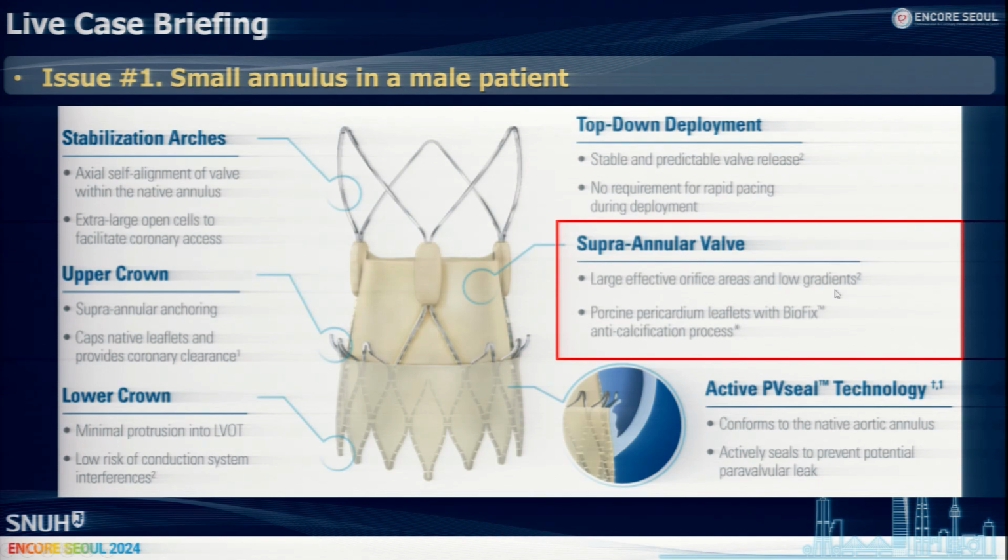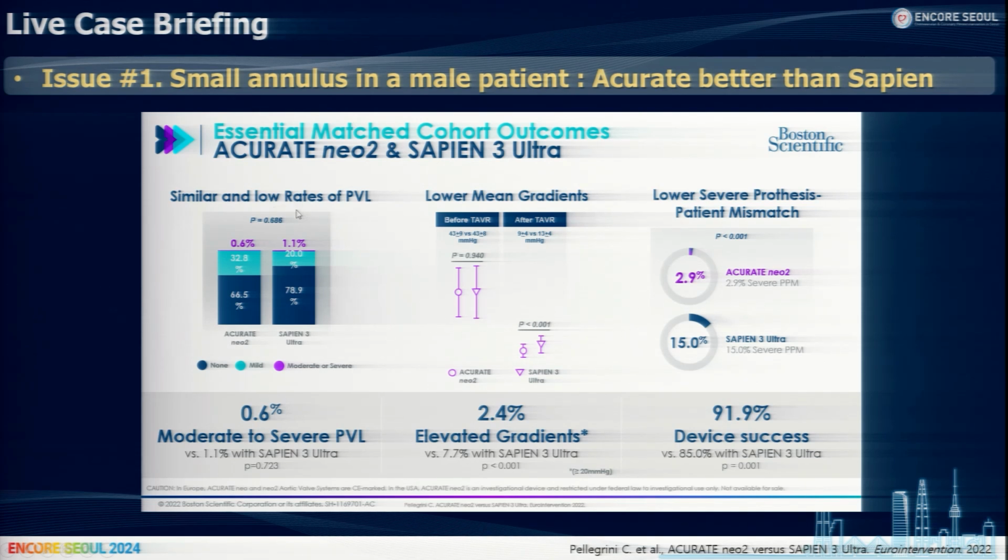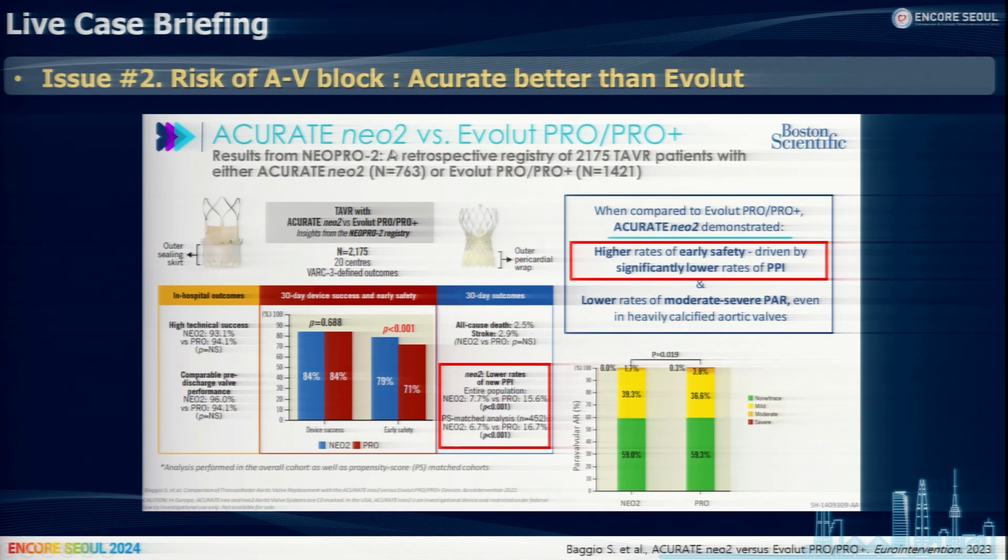Supraannular valve provides wider orifice area. Plus, when we compare the Accurate and the Sapien in some small studies, both are similar to each other in leakage, but mean gradient is definitely lower with Accurate Neo than Sapien. Thus, PPM incidence is lower with Accurate than Sapien Ultra 3. Plus, when you compare Accurate and Evolut, only safety profile is better with Accurate because of the low incidence of permanent pacemaker implantation.